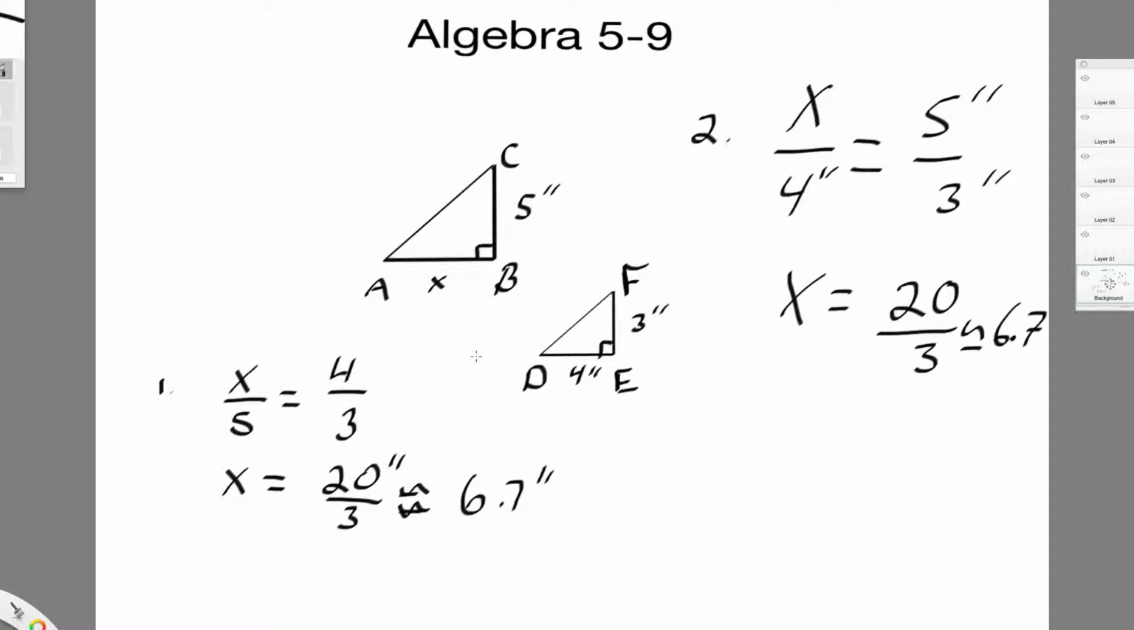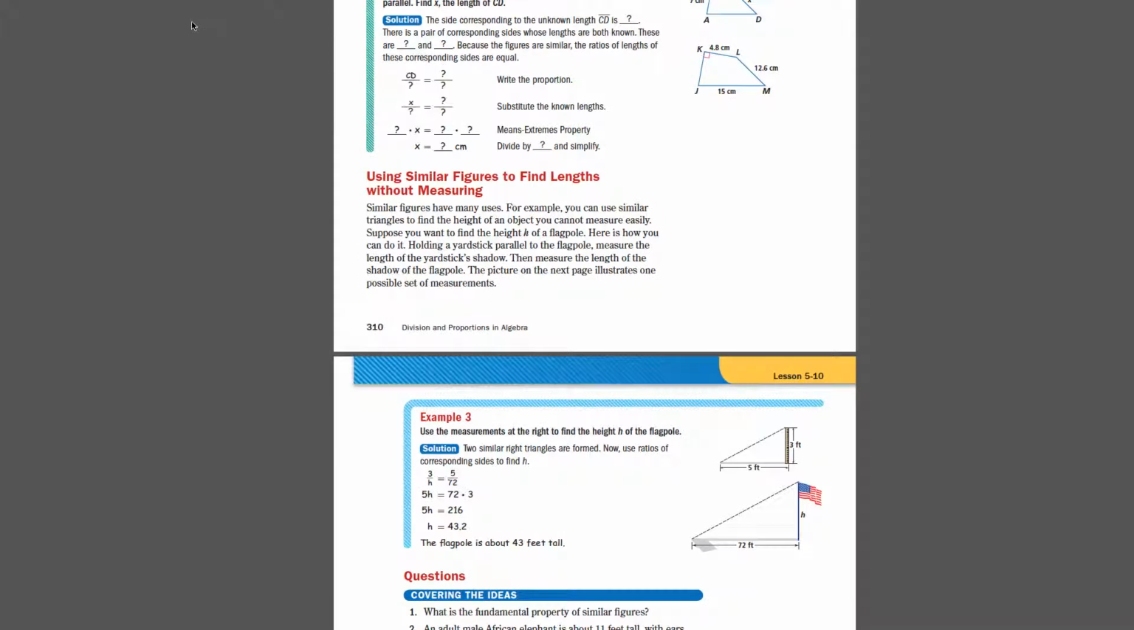Now when we look at the next example, in that one we have example 3. It said use the measurements from the right to find the height of the flagpole. So what we would do is we would create a small triangle that we could handle and line it up so that it fit within a triangle that was established between us and this height we're going to be measuring.